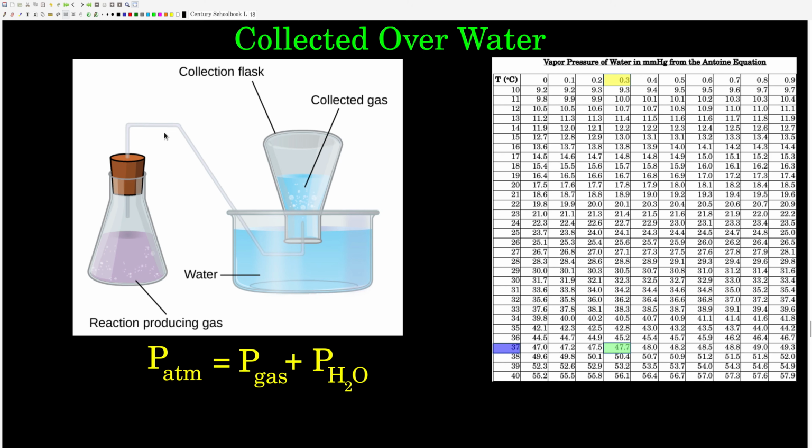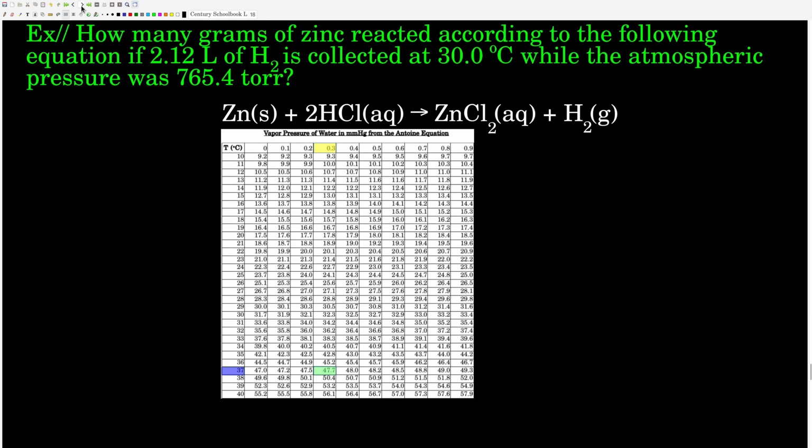All right, so collected over water. Let's do an example. We want to know how many grams of zinc reacted according to the following equation, which is given here, a balanced chemical equation. If we collect 2.12 liters of hydrogen gas at 30 Celsius, and the atmospheric pressure is 765.4 torr. The basic approach is that from the balanced equation, we see it's a 1-to-1 mole ratio between zinc and hydrogen. We want to know the mass of zinc.